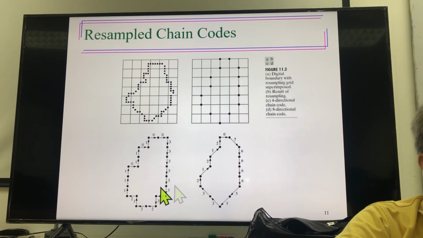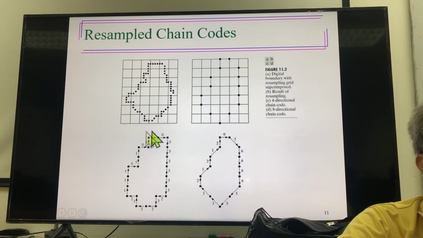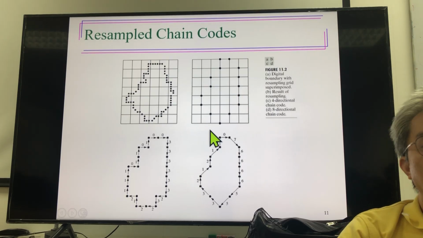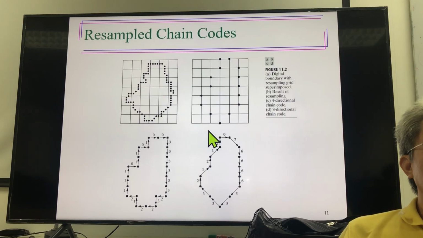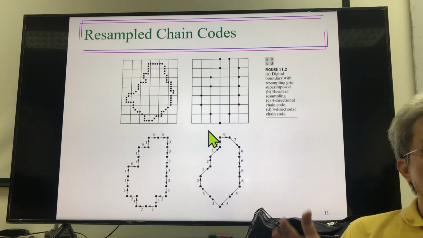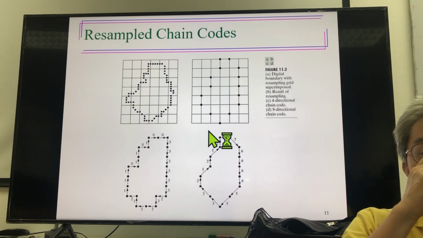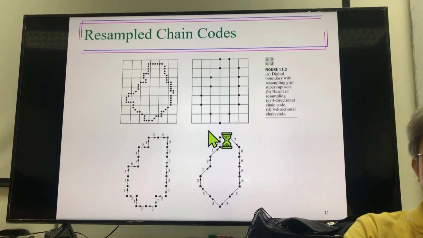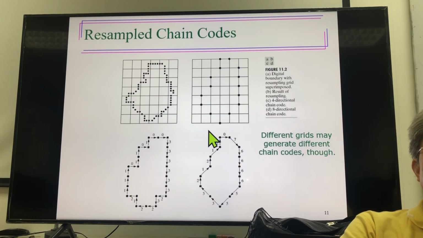Or if it's 4 connected, it may be represented by 0, 0, 3, 3, 3, 3, 3, 2, 3, 3. So the 4 connected chain code only uses 0, 1, 2, and 3. So this chain code is shorter, and it can represent the overall shape of the object. Just need to be careful that a different grid may generate a different chain code, though.